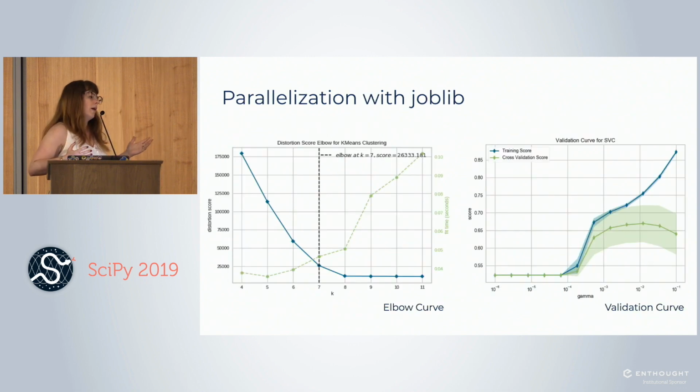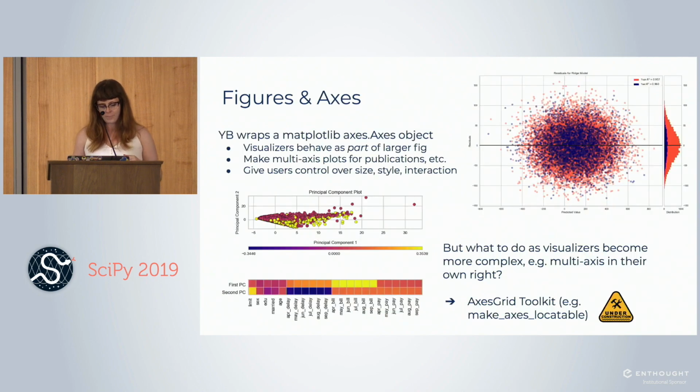We can also, I think, make a lot better use of joblib to do parallelization for some of our visualizers where you're essentially fitting multiple models, so we could do a map-reduce kind of solution there.